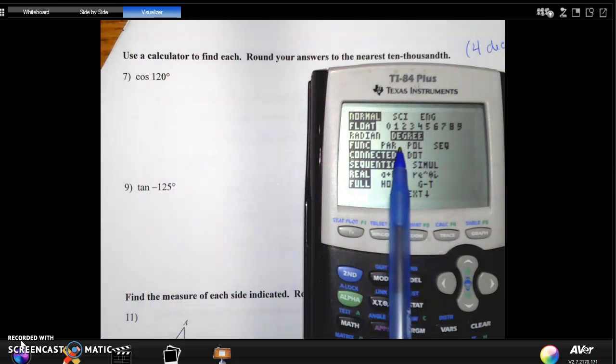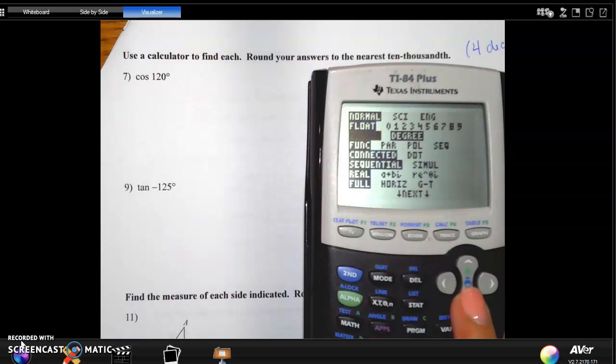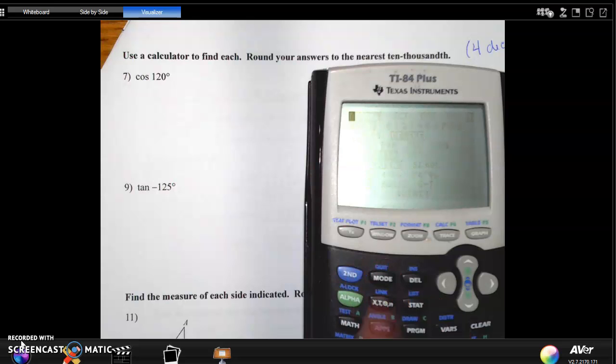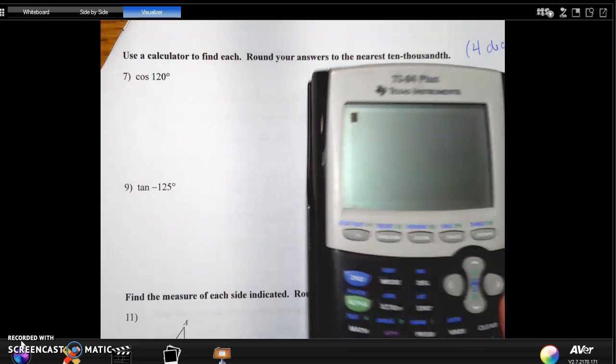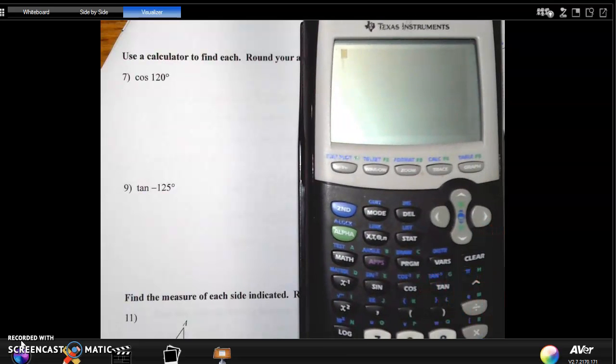So mine's already set to degrees, so make sure if yours isn't, you just would arrow down, walk over to degrees, and hit your enter key, and then you can quit out of there. So for these, you literally are just putting into your calculator, you find your sine, cosine, and tangent buttons. The small blue calculators are similar. They also have these buttons on them.